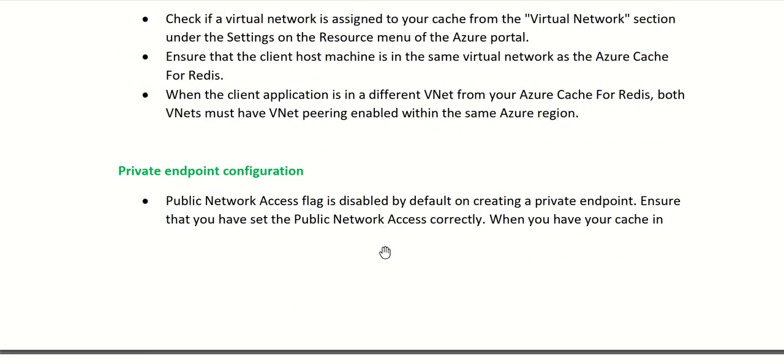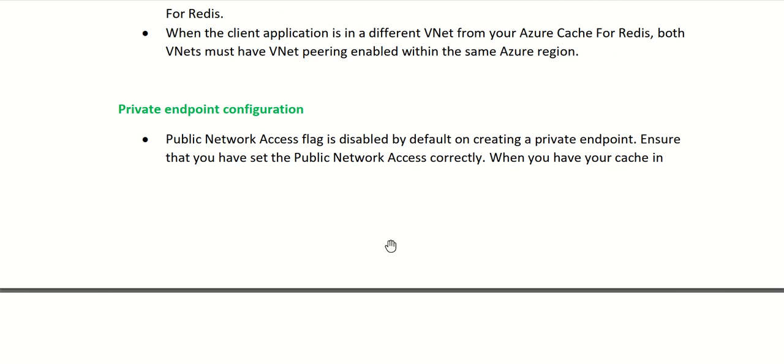Okay, move on. Private endpoint configuration. Okay, one more important stuff. Azure Redis provides an option to create private endpoints. So you can create a private endpoint, and for that endpoint, you get a private endpoint connection string. So basically, all the communication will happen only through that private endpoint.